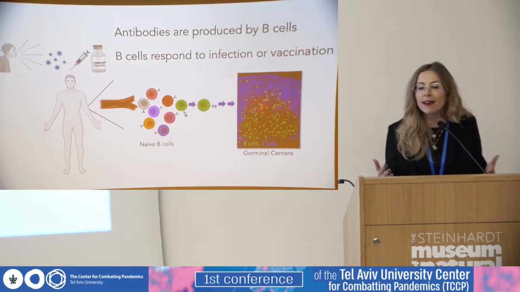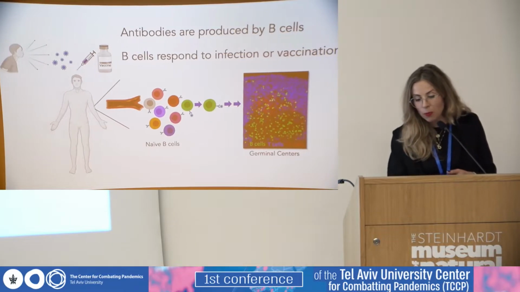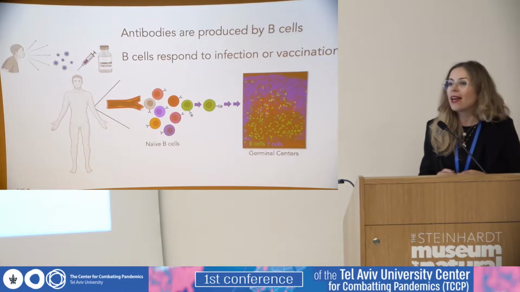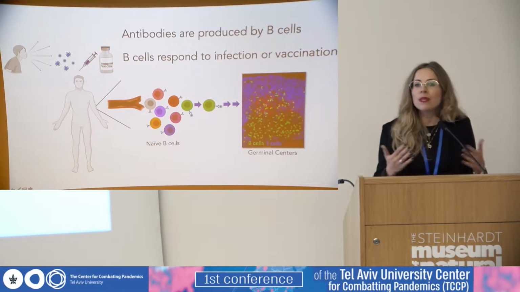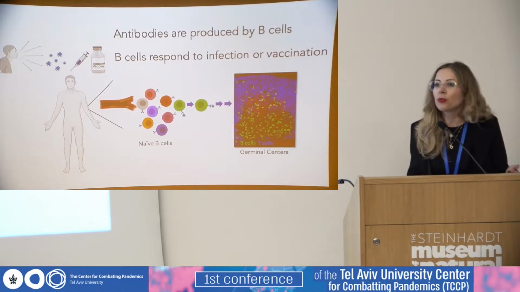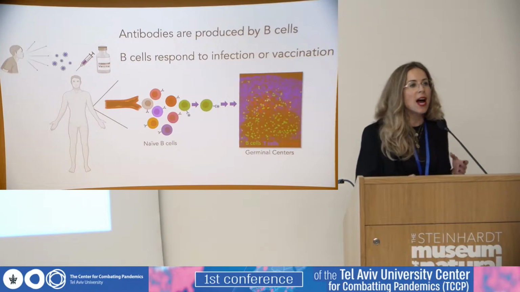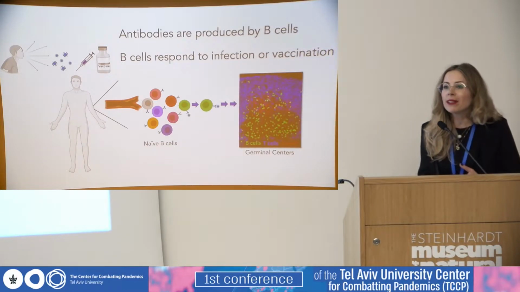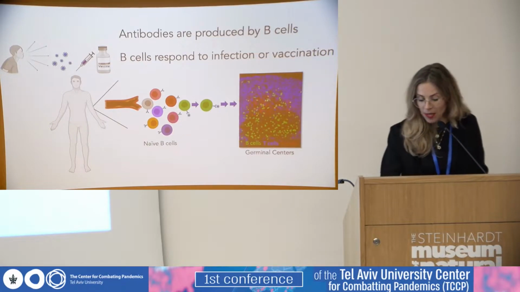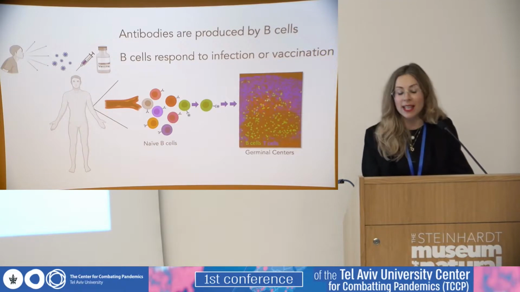They divide, and after several rounds of division and mutations, they go to the other compartment here in red, where they meet the dendritic cells and T cells, and they take a test to be selected for the ultimate best B cell that binds the antigen with the highest affinity, but also presents other traits such as antibody stability and the ability to not recognize any autologous antigens. So only these B cells are able to proceed to the next stages.